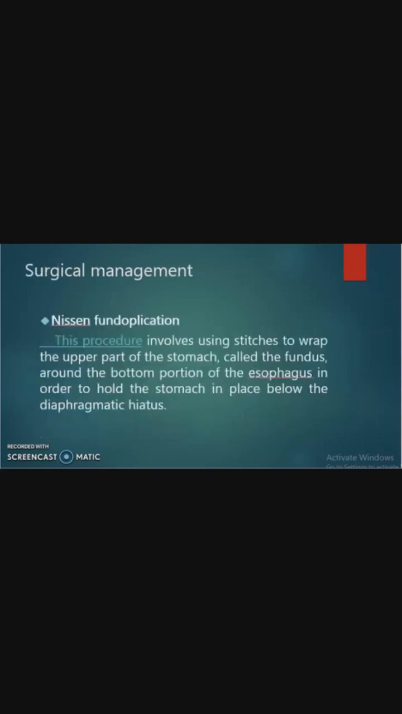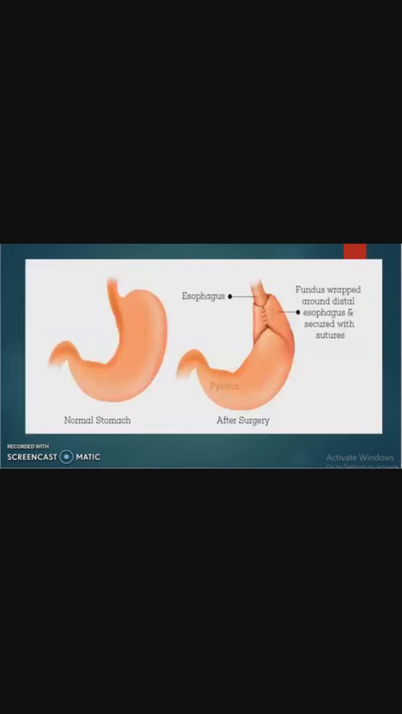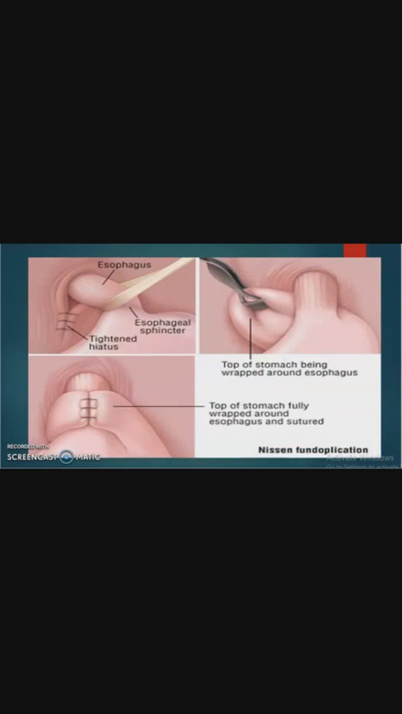And in the surgical management, in the Nissen fundoplication, this procedure involves using stitches to wrap the upper part of the stomach, called the fundus, around the bottom portion of the esophagus in order to hold the stomach in place below the diaphragmatic hiatus. In this picture, you can see the normal stomach, and after surgery what is happening. The fundus is wrapped around the distal esophagus and secured with sutures. And this is also the same.